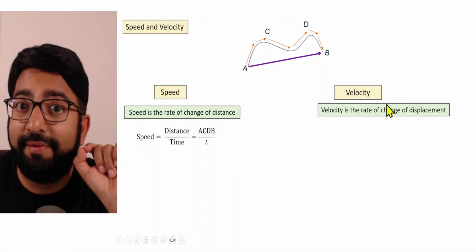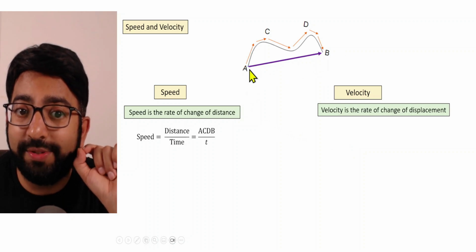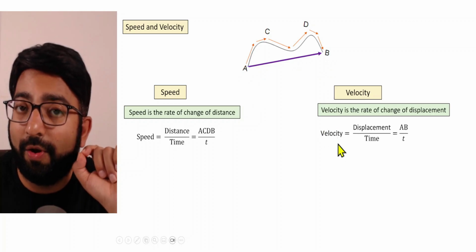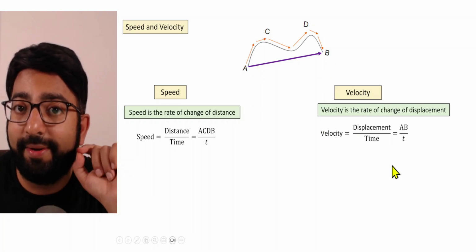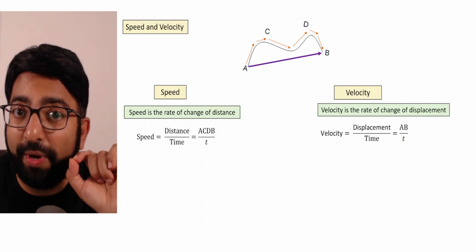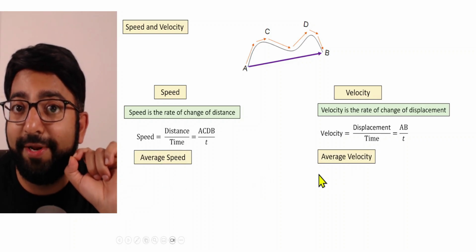Velocity, on the other hand, is the rate of change of displacement. And in this case, we saw displacement was the straight line which connects the start point A to the end point B. Hence, velocity is displacement divided by time. Displacement was AB and T is the time. Now, in the exam questions, a lot of times they will ask, what is the average speed? What is average velocity?